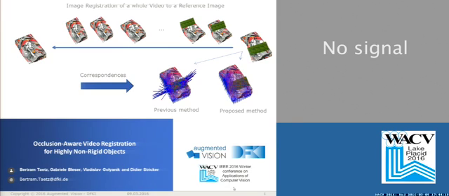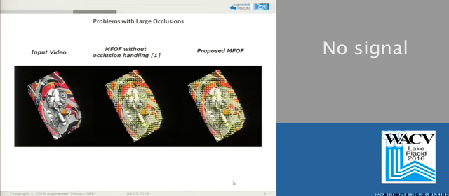Video registration is having a reference image, you can see it on your left side, and having a whole video of a non-rigid deforming object. We would like to register each pixel of the non-rigidly deforming object of that video to the reference image, and we would like to be stable to disturbing effects like occlusions, even large occlusions. So, how are we doing that?